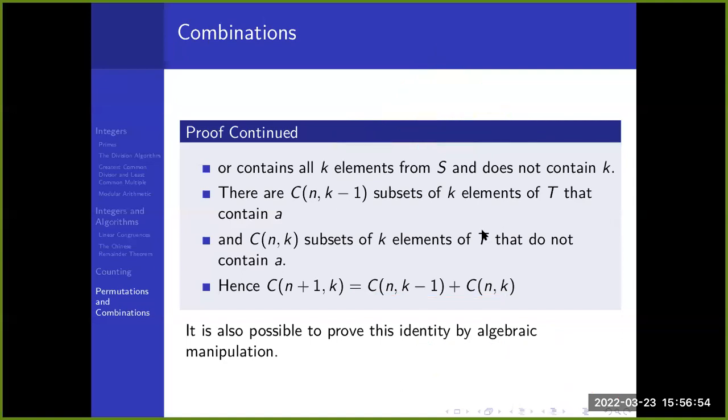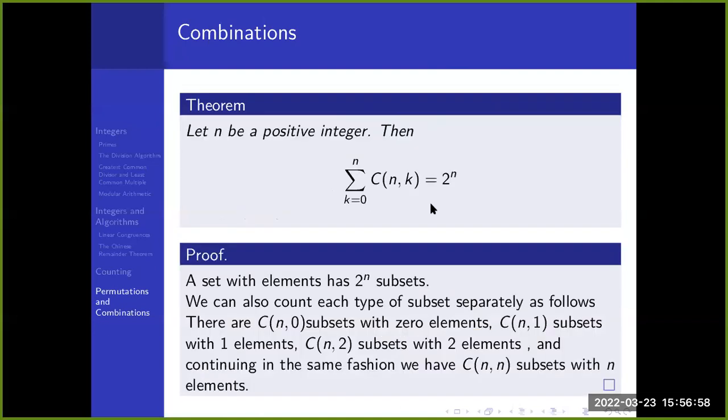So then there's also another identity here. It says the following, that if you add up these values, then it should be the same as 2 raised to n. So let's write out a small example. So for instance, if n is equal to 3, then if you expand this summation, k will run from 0 up to n, right?